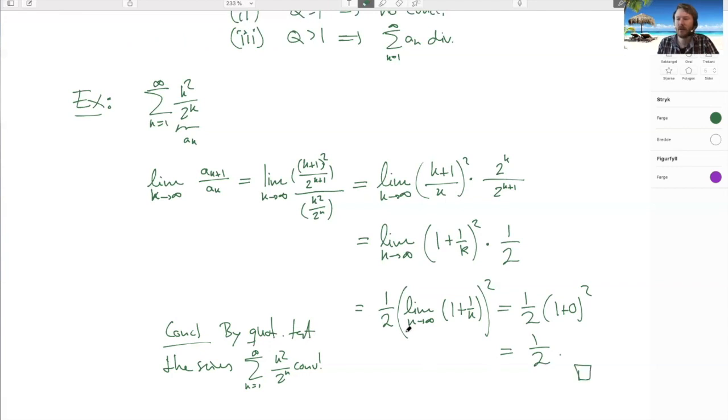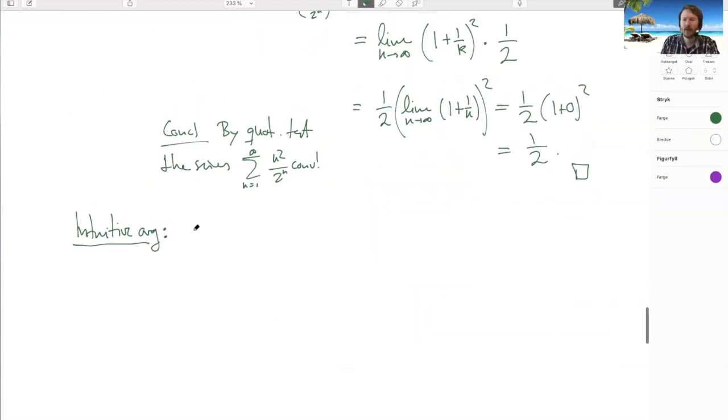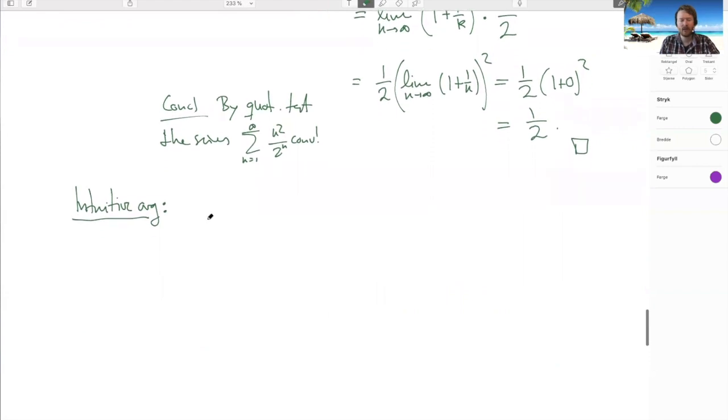So let's now go through a proof in 2 steps, basically. Let's do an intuitive argument and then do a formal argument for one of these cases. So now let's look at an intuitive argument. What do we know? Well, we know that a_{k+1} divided by a_k is more or less of size q for large k. What does this mean? Well, this means that a_{k+1} intuitively is more or less like q times a_k.